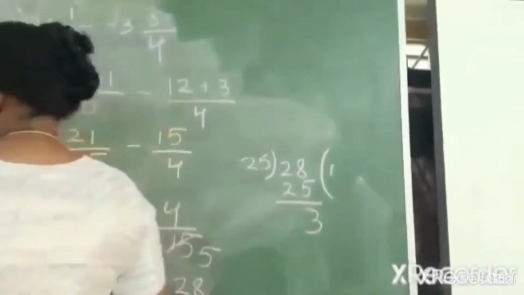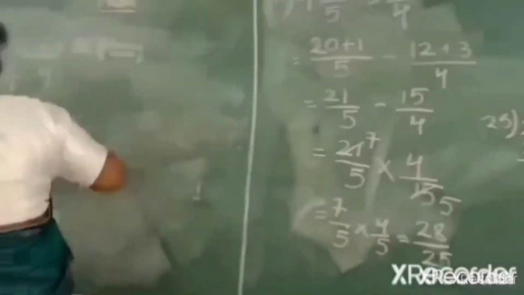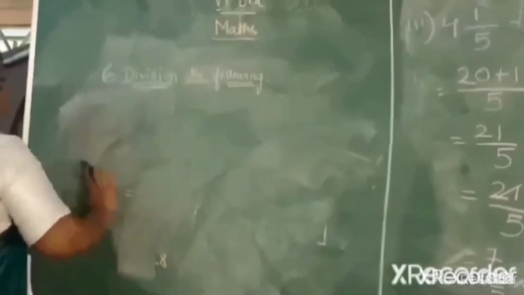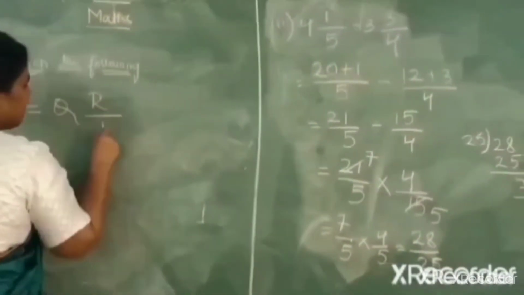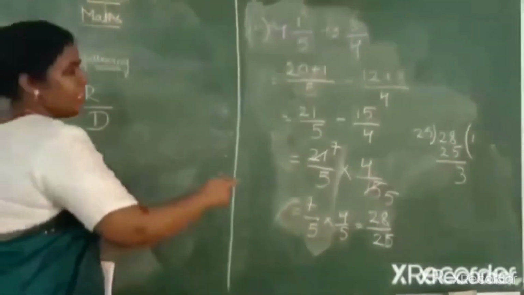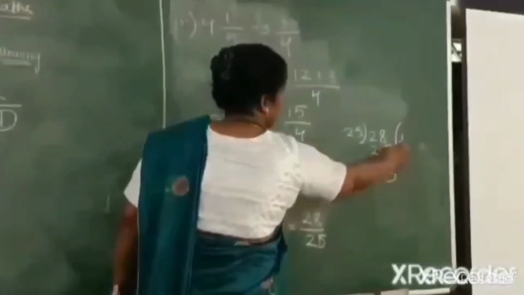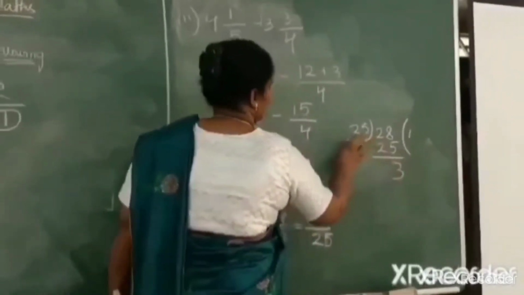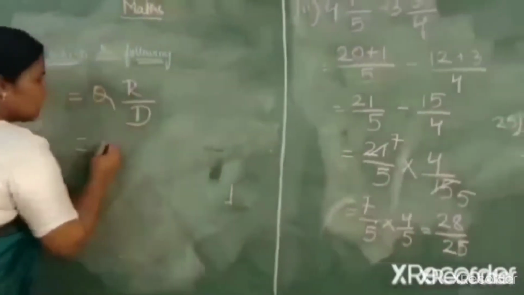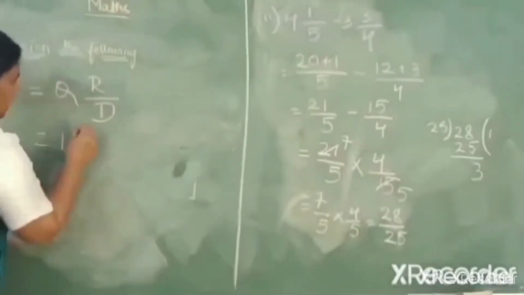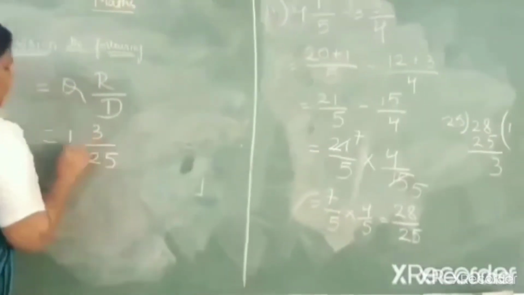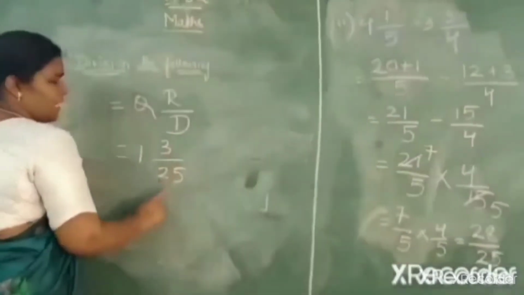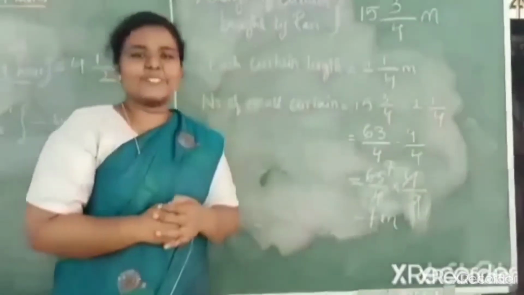So how will you write the mixed fraction for it? The mixed fraction is the coefficient, remainder and the divisor. So what is the coefficient there? The coefficient is 1, the remainder is 3 and the divisor is 25. So 1, 3 by 25. This is the answer for that sum.